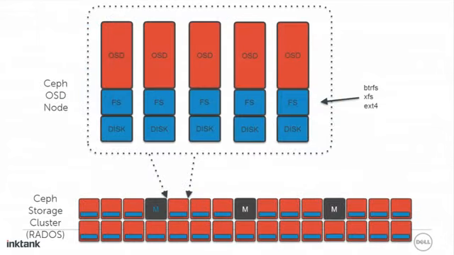So a general Ceph cluster will look something like this, where you'll have 3, 5, 7 monitor nodes, a relatively small number, and a lot of object storage device nodes, OSD nodes as well.